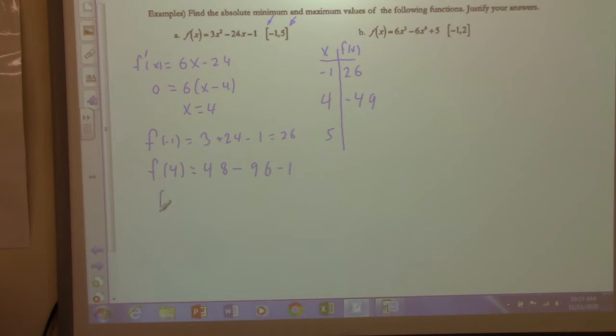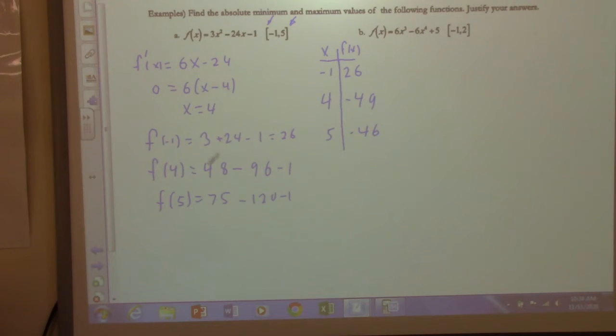And then lastly, we're going to take f of 5. And so we're going to get 3 times 5 squared. Is that going to be 75? 75. Minus 24 times 5. That's going to be what? Minus 120. Minus 1. So that's going to be, that's a tough one, yeah, 75 minus 120 is negative 45. Minus 1, so negative 46, right?